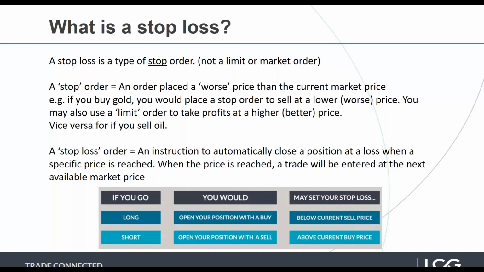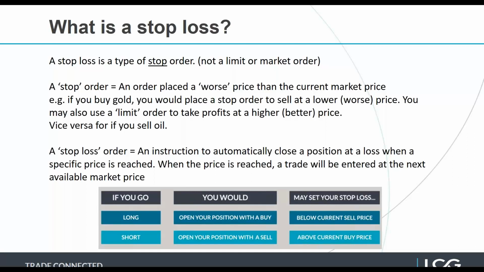What you're doing here is you bought something and then you're going to sell it afterwards, right? If you're selling it at a lower price than you bought it, that's worse, right? So that stop order in the case of selling would be below the current market price, because obviously you want to sell at the highest possible price. Equally with buying, you want to buy at the lowest possible price. So the best price for buying is below the current market price.